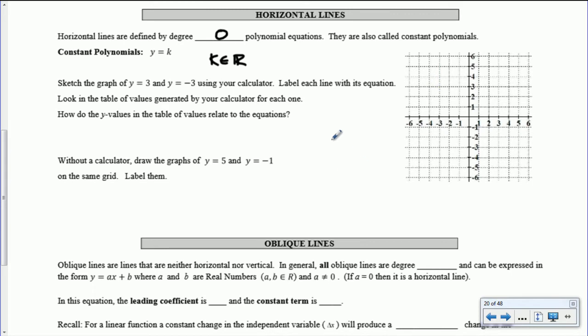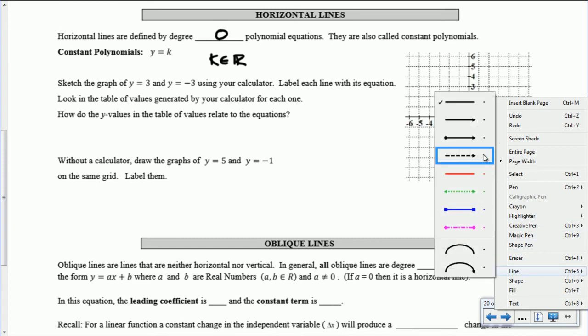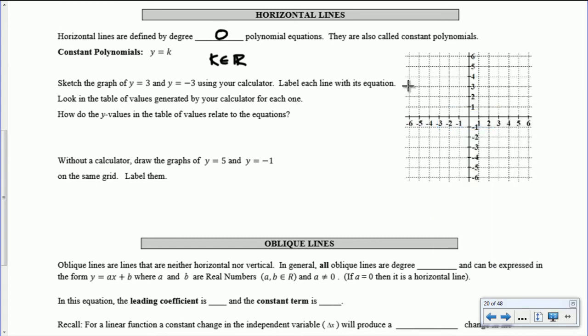So now we're going to sketch this. There's the line y equals 3 and the line y equals negative 3. I should have arrows on both ends of that. So this is y equals 3 and this is y equals negative 3.